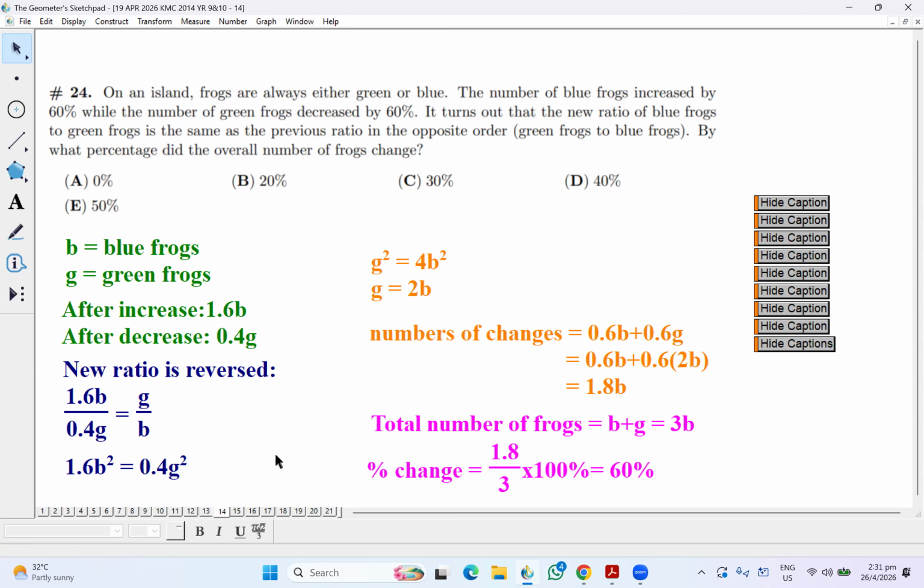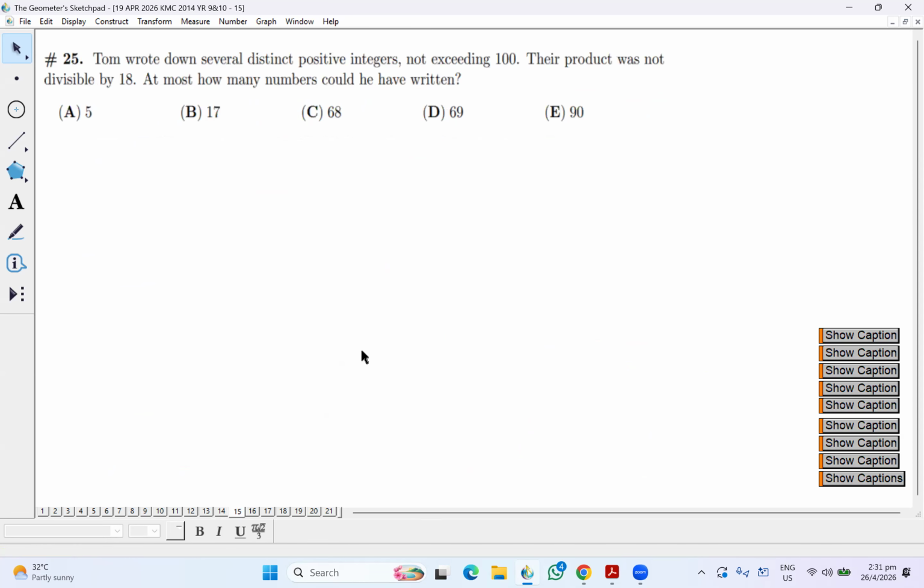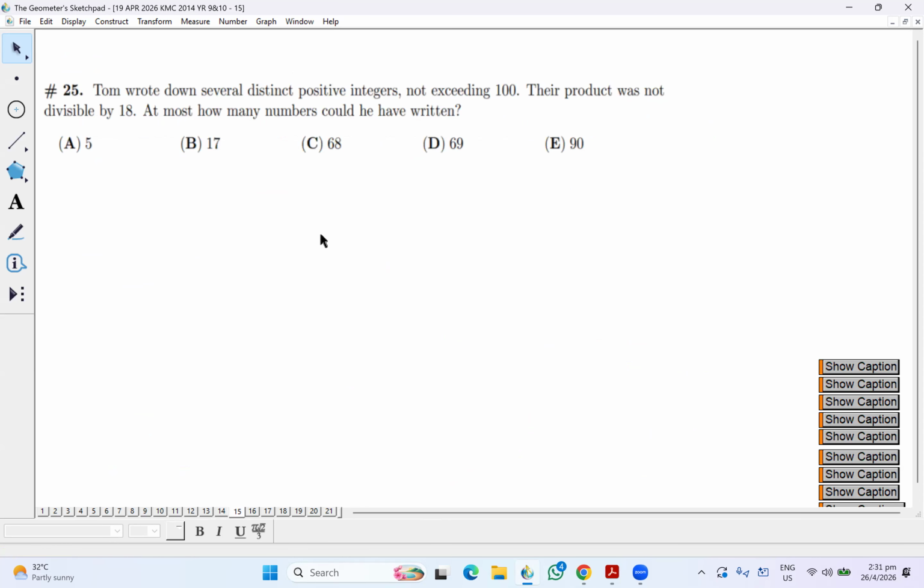Okay, we go to the next question first. Tom wrote down several distinct positive integers, not exceeding 100. Their product was not divisible by 18. At most, how many numbers would he have written? As many as possible.